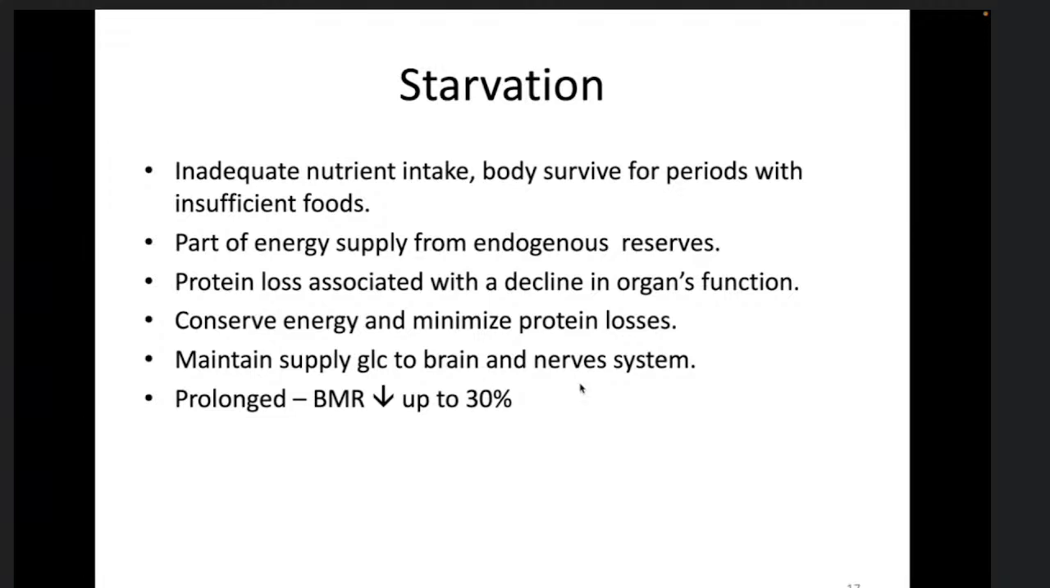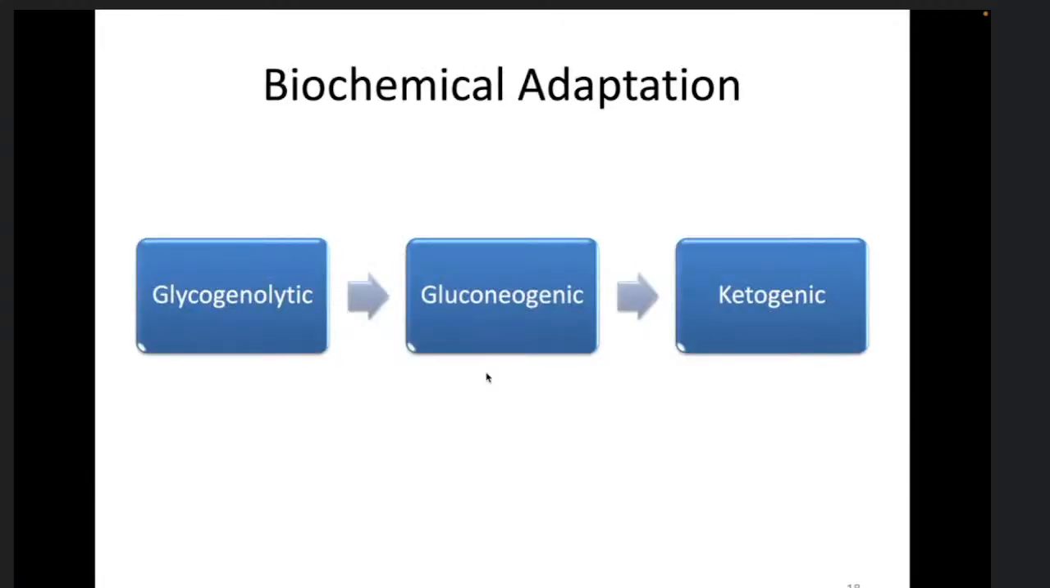Because we know that the main energy source for the brain is glucose. Only after adaptation can ketones be used as energy sources. Okay. So starvation will increase this condition to produce energy.